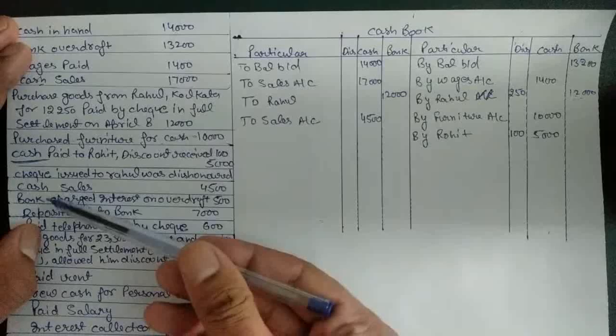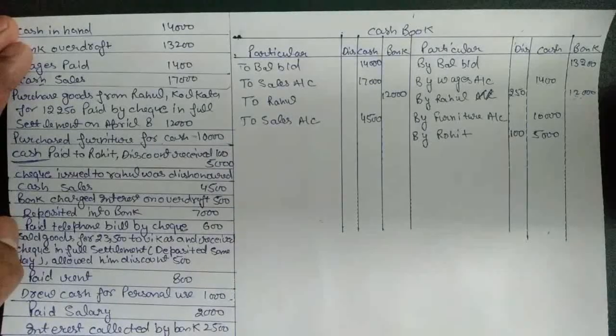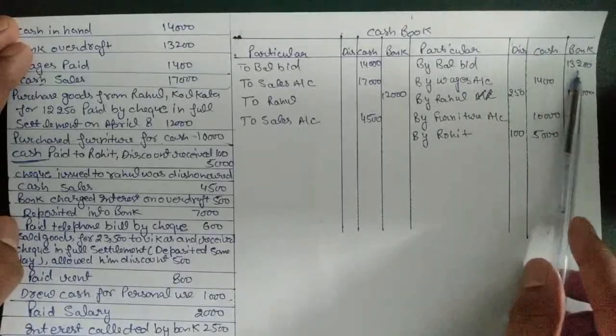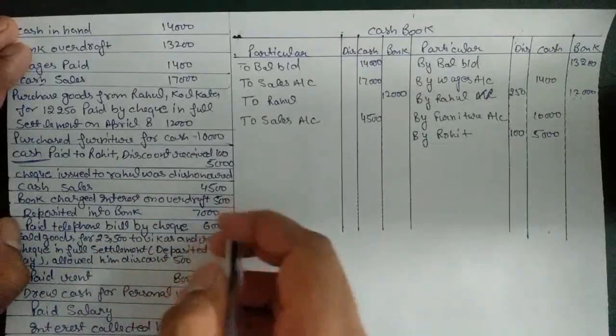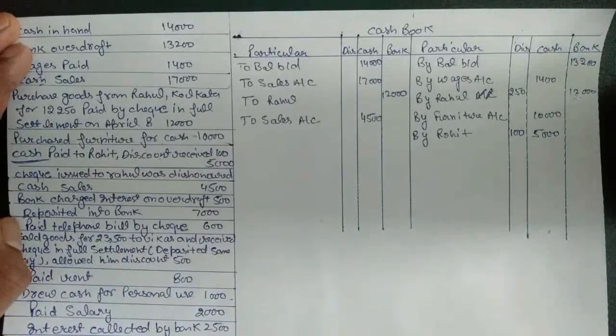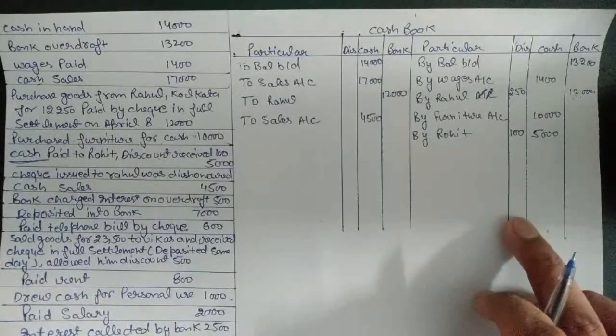After cash sale, we have the entry of bank charged interest on overdraft, that is 500. In the starting, when we started with the bank overdraft, it means we have a negative balance in bank, and when the bank allowed us an overdraft, the bank charged interest on that overdraft, because it allowed a credit for us when we required it. So the bank can charge interest on overdraft, and the bank charges interest from the bank account, not by cash. When the bank charges interest, they do not call us to pay the interest, they directly charge it from our account.